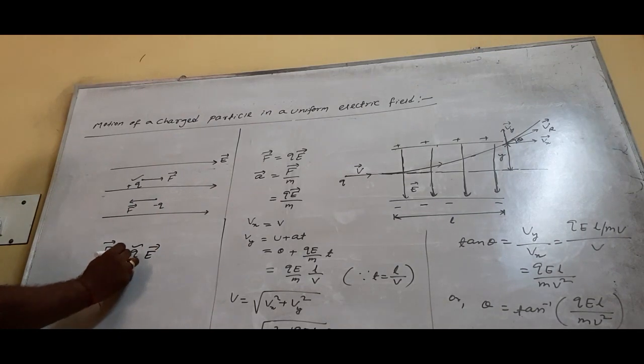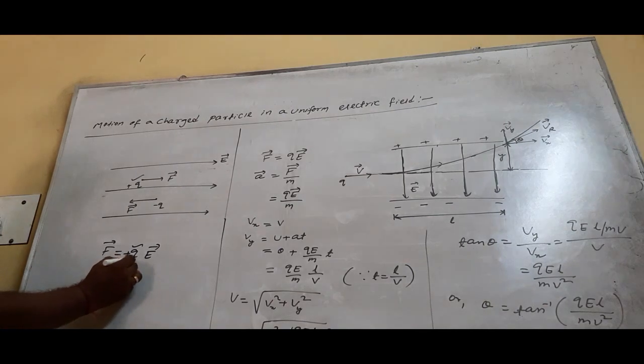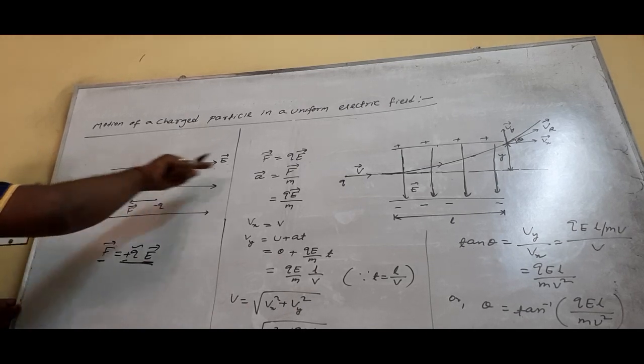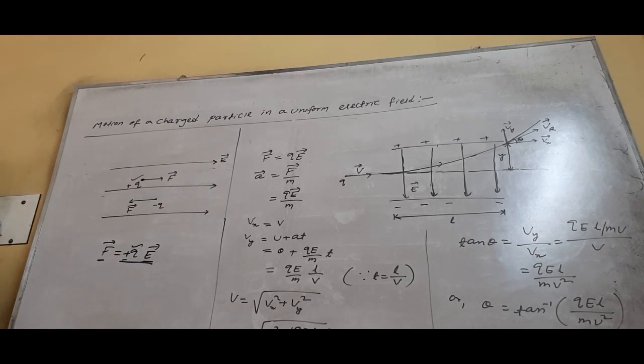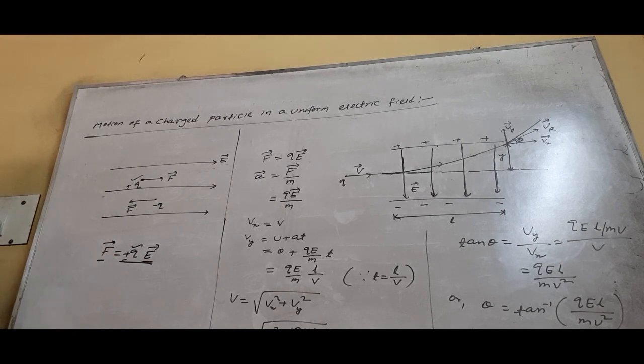As Q is positive, from vector concept you can know that force has the same direction as that of electric field. If you place a positive charge, it experiences electric force in the same direction of electric field. If you place a positive charge here, then it moves along the direction of electric field. Or if you throw a positive charge parallel to the direction of electric field, it will move along the direction of the electric field.